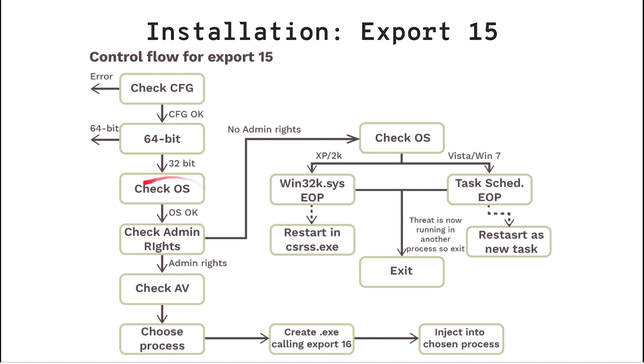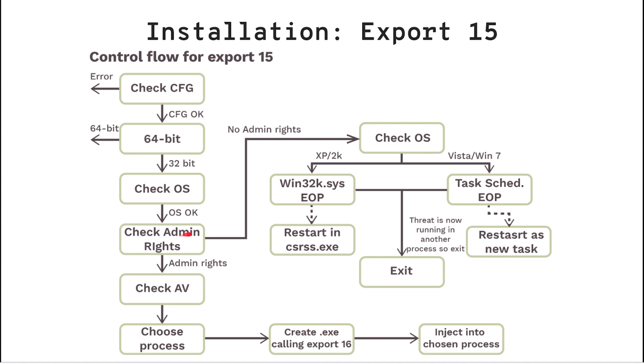Then it was checking the operating system. It was affecting specific Windows machines and specific versions of Windows. So if that operating system was okay, within the versions that would be infected, then it would proceed, and then it would check administrative rights. If it had admin rights, it would continue with the infection to check the antivirus that was installed, and given the antivirus version and brand, it would choose the process to infect. It would infect the process, and then export 16 would be called, which will continue the execution of Stuxnet.